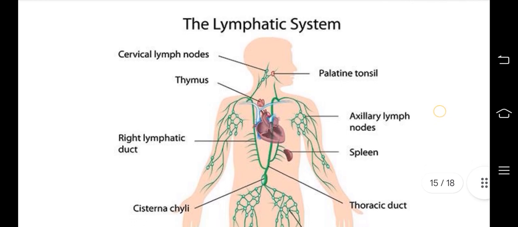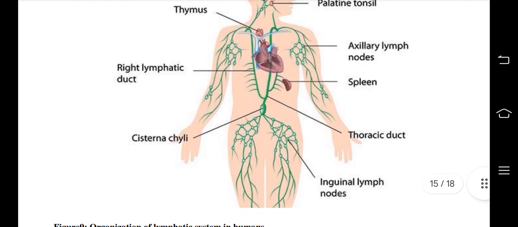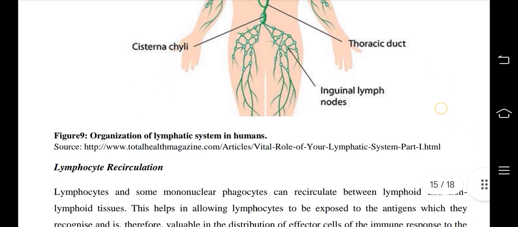Lymphatic system: cervical lymph nodes, thymus, palatine tonsil, right lymphatic duct, axillary lymph nodes, spleen, cisterna chyli, thoracic duct, inguinal lymph nodes.